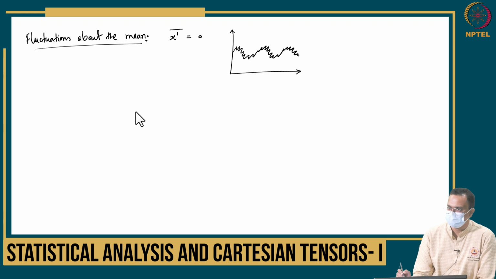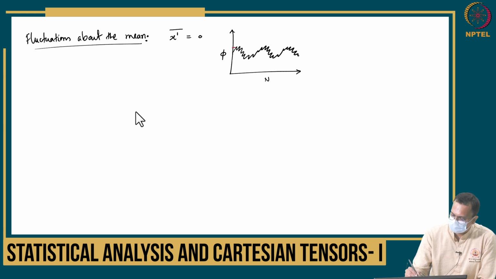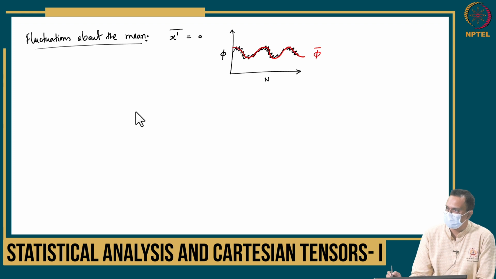Let us say I have a signal like this. This is the instantaneous component. Let us call it x or phi or anything. Then this is the number of samples, of course, and then upon averaging I would achieve its mean. So this will be my true mean, x bar.